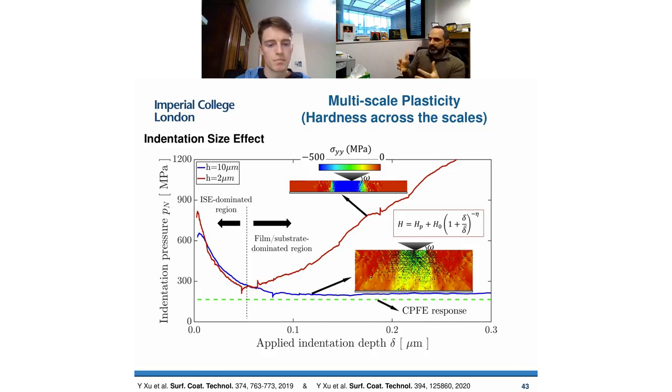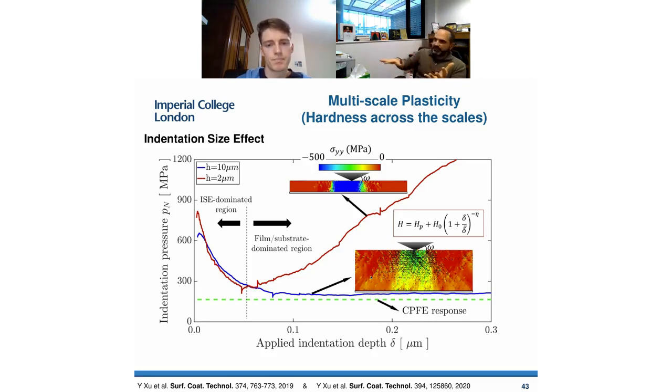This was used, for example, to describe what has been known in the materials literature for decades, which is the indentation size effect. It shows that if you start indenting a polycrystalline material, instead of getting a constant hardness, you get a decreasing hardness. That is the result of the initial interaction between dislocations and the density of dislocations you have near the tip.